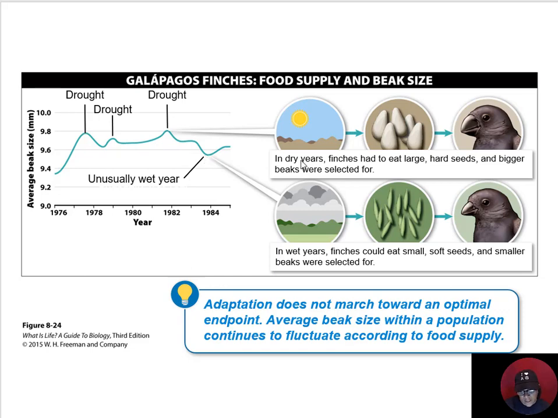Well, it turns out in dry years, the finches had to eat these large, really hard seeds, and so the bigger beaks were being selected for. You were starting to see more birds with larger beaks. But in the wet years, the finches could eat these small, soft seeds, and then suddenly the smaller beaks were being selected for. And so you cannot say that adaptation is marching towards this optimal endpoint. It's actually changing with the environmental changes that are happening as well.